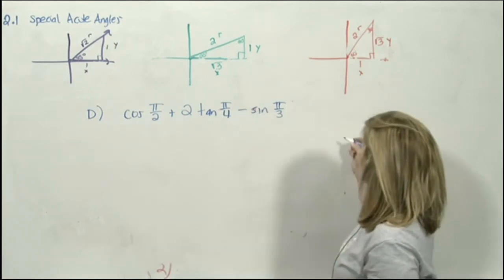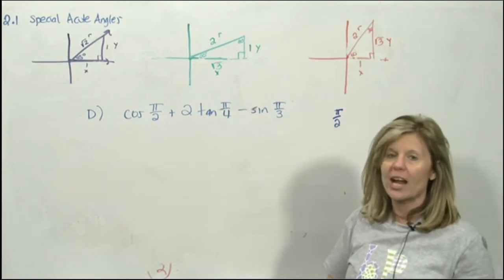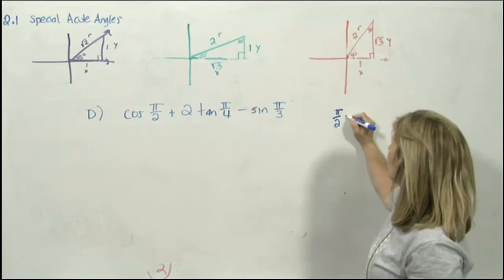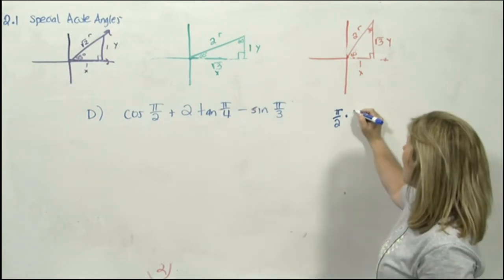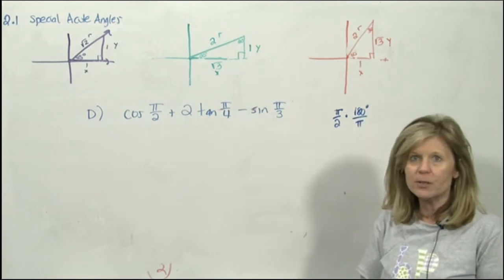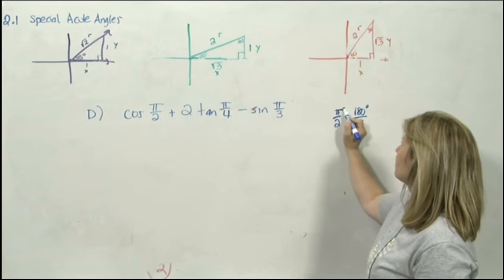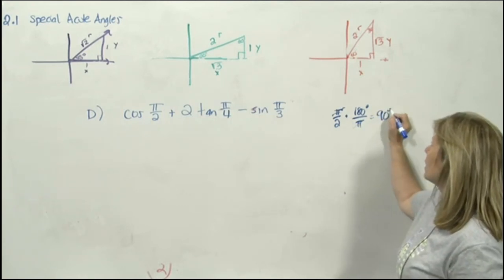So over to the side here, I'm going to say, okay, if I have pi over 2, what is the conversion to change that from radian measure into degrees? Well, I want to get rid of the pi. I'm going to multiply by 180 degrees over pi. Remember that conversion? And what happens to the pi symbols? They cancel out, and 180 divided by 2 would give you 90 degrees.